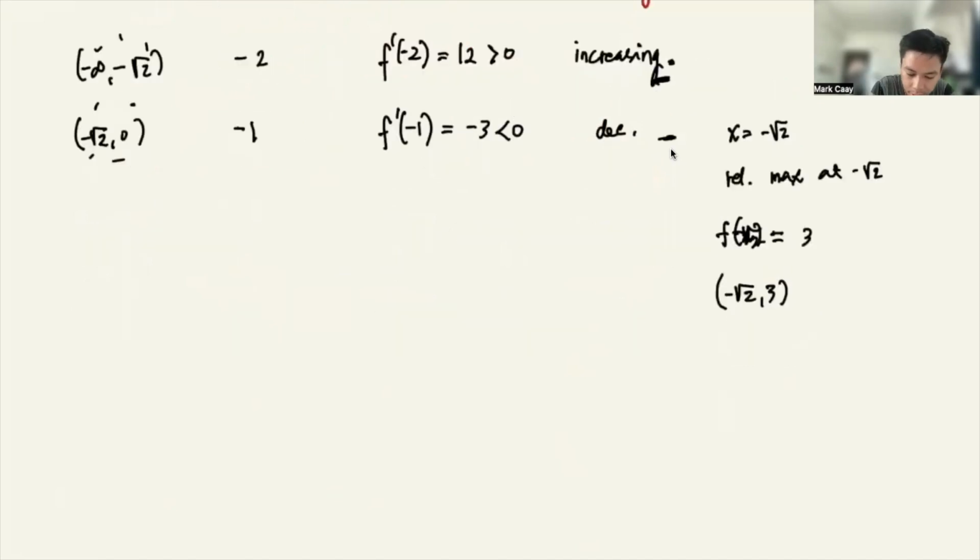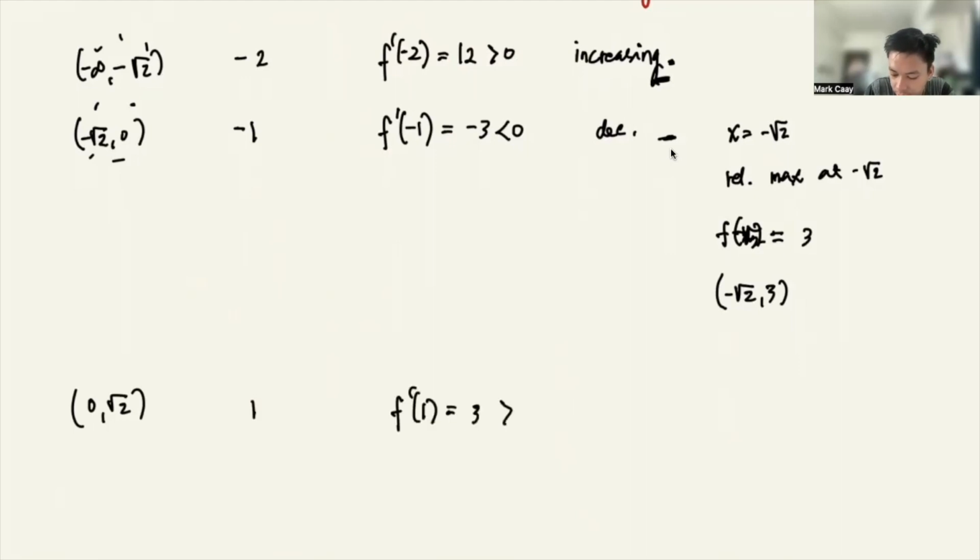Okay, how about the third interval? Our third interval is 0 to square root of 2. In between that, we can pick 1. And if we substitute 1 there, what comes out is 3. Correct me if I'm wrong.